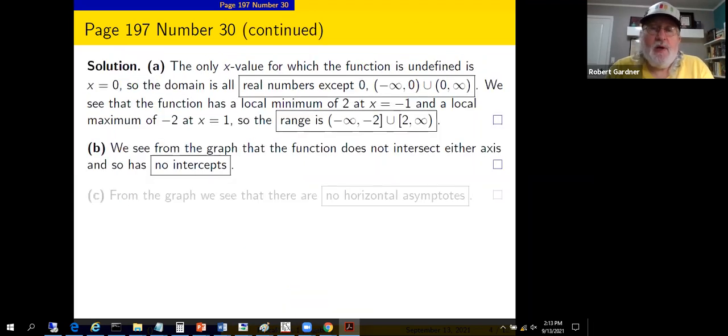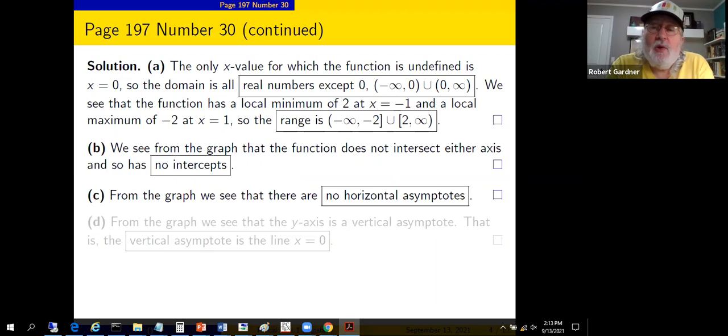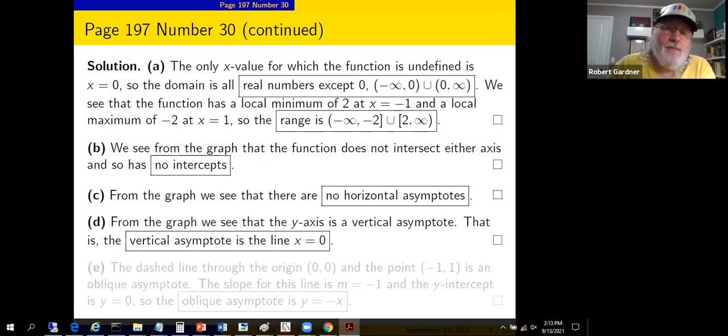Okay, so no intercepts because there's no intersection with the axes. There's no horizontal asymptote because there's an oblique asymptote. It can't have both horizontal and oblique asymptotes. We see the y-axis is a vertical asymptote. The y-axis, another name for that, is the vertical line, x equals 0. Let me emphasize it's the line x equals 0, not the x value 0. To be verbally clear on what's going on there.